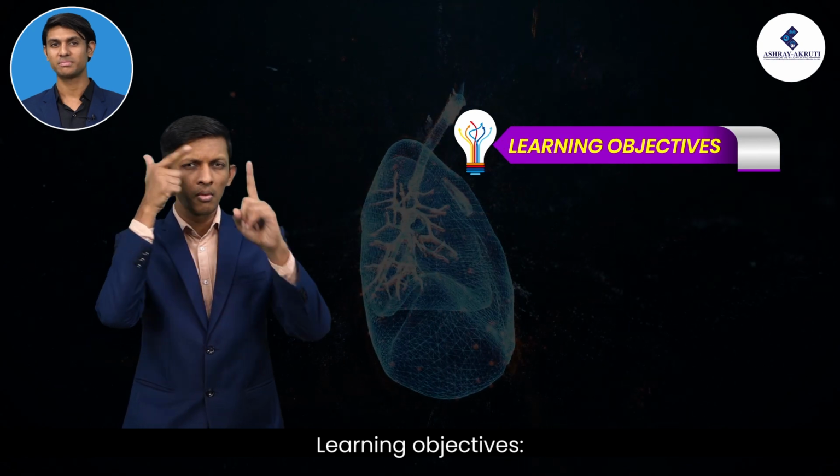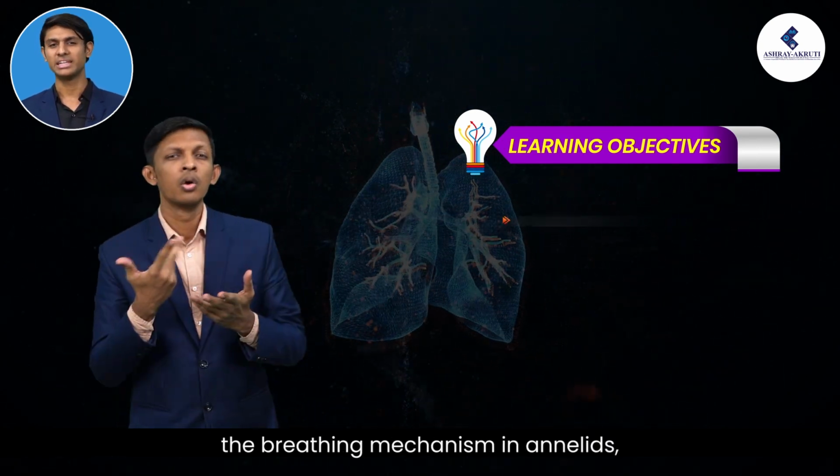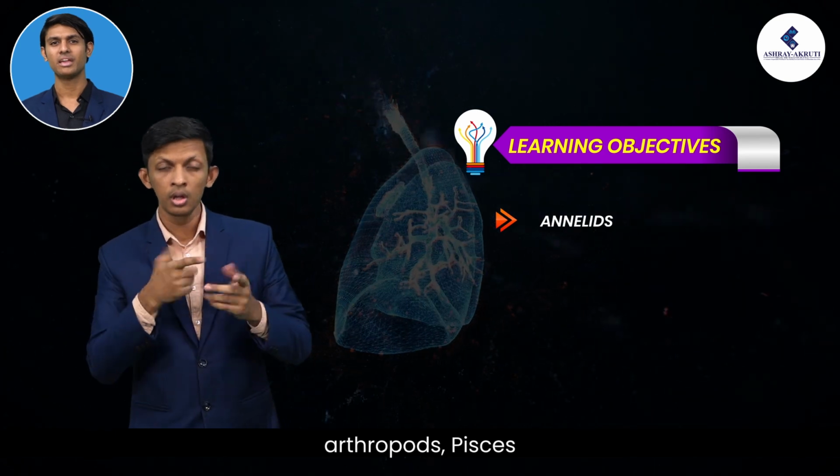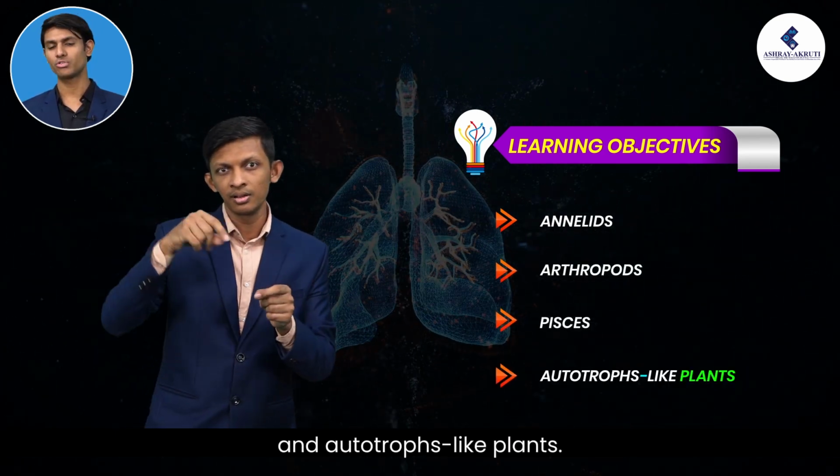Learning objectives. We are going to learn the breathing mechanism in annelids, arthropods, pisces, and autotrophs like plants.